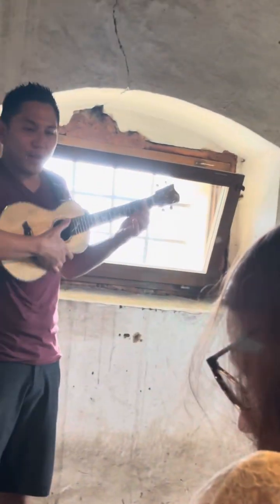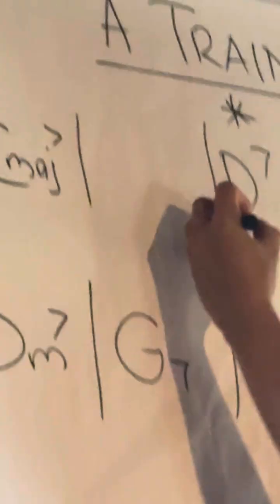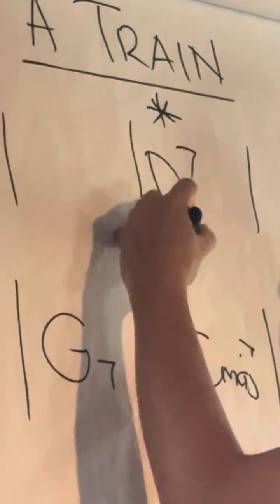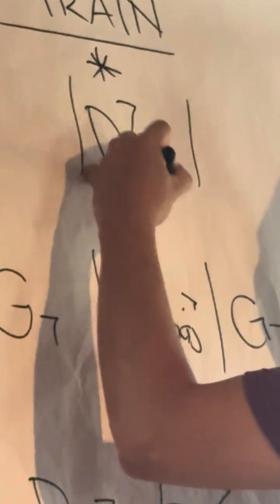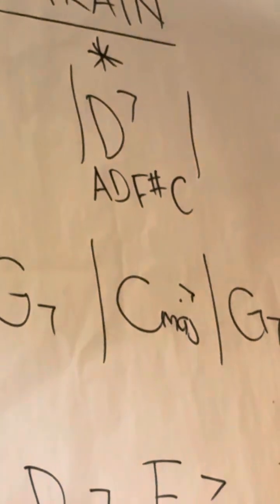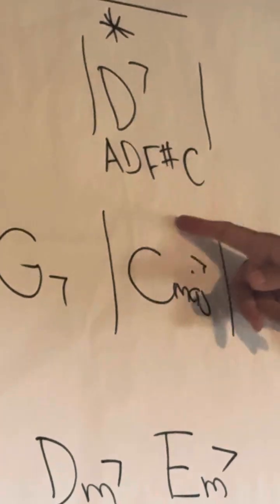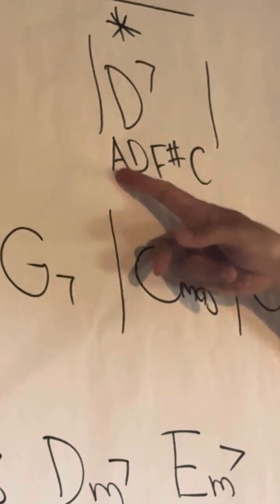Starting with the 4th string here, call out the note name. A. Next one, D. Next one, F sharp. And C. Good. So here are the 4 notes that make up D7. These are your chord tones. Remember the chord tones that we did on the previous page? These are the chord tones.